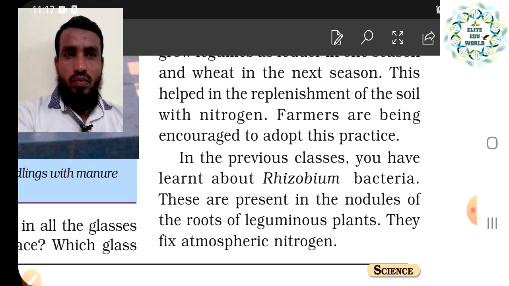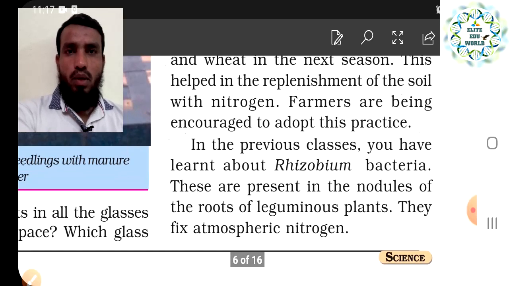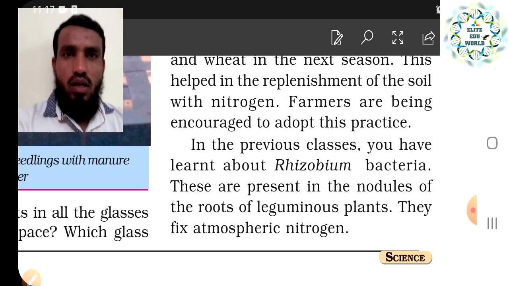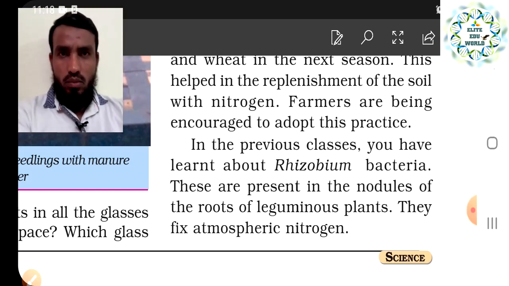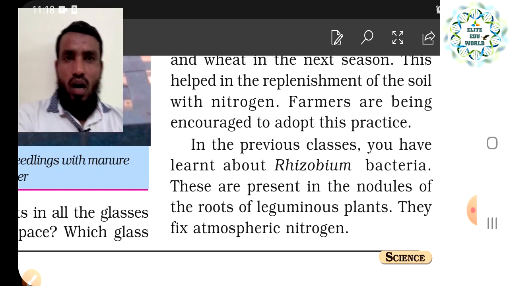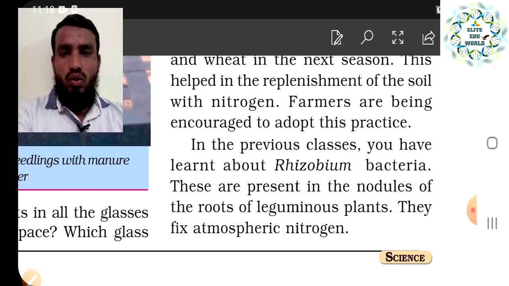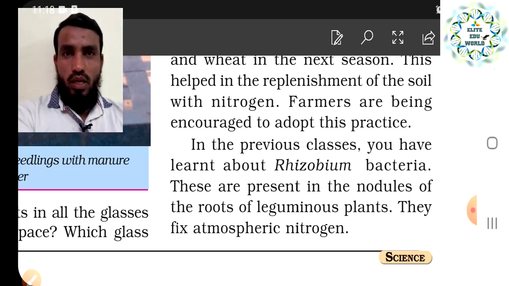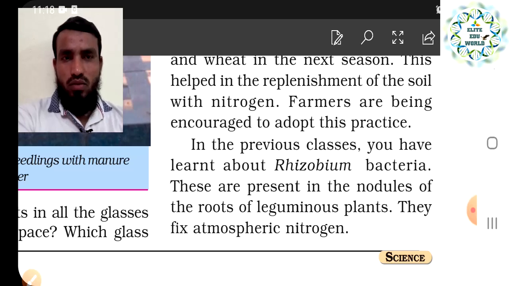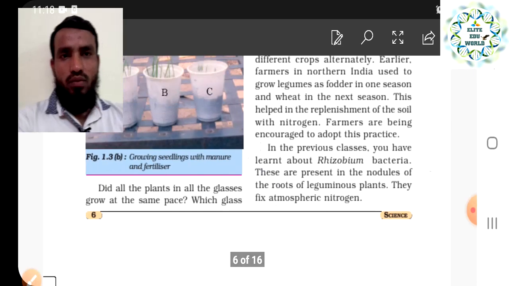That is why the ancient people also were rotating the crops, means first they were growing some kind of wheat or some other plant, then alternately they were growing legume crops. So that is why we can also enrich our nitrogen level in the soil, that is the reason. So in the previous classes also you have seen about rhizobium bacteria, and that is present in the nodules of the roots in leguminous plants, and their atmospheric nitrogen. I have already told you this right now.